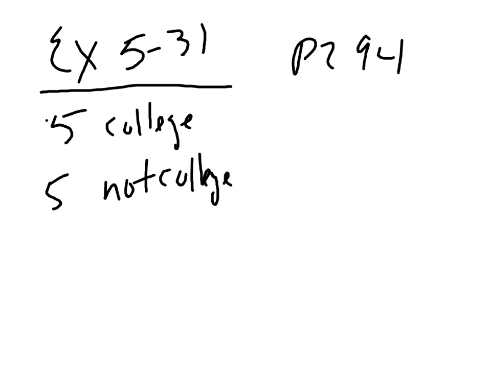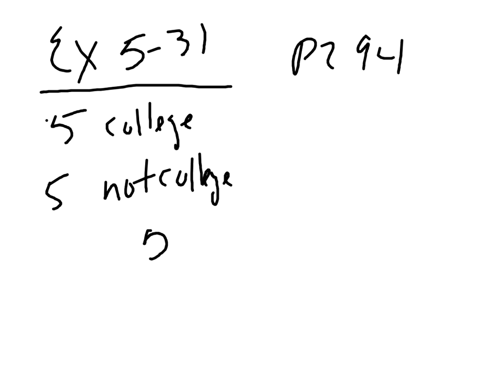So our total number that we're choosing from, right away we can see, is 10. The manager, with 5 college and 5 not, is going to select 3 applicants from the 10, and we want to find the probability that all 3 are college graduates. Well, our 5 college and 5 not college would be like our binomial situation here.